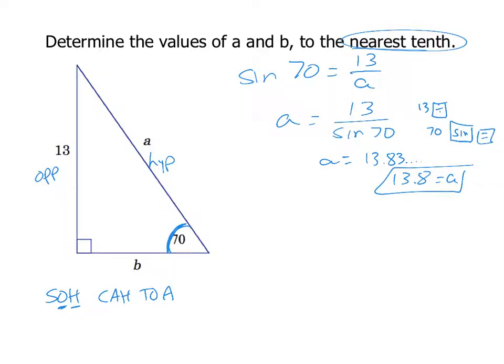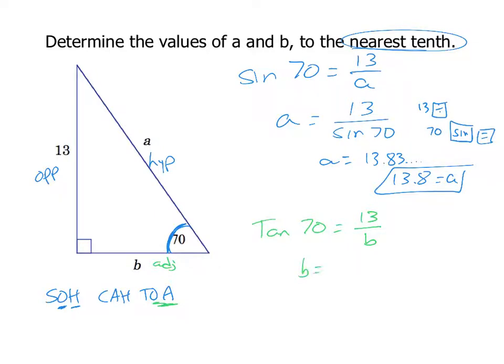Can you do the same thing for B? Give it a shot. If we're finding B, notice that B is the adjacent side. 13 is opposite. So that's going to be tangent. If we write an equation now, the tangent of the angle, tangent of 70, is equal to my opposite side divided by B. Let's see if you can solve that equation for B and round it to the nearest tenth.